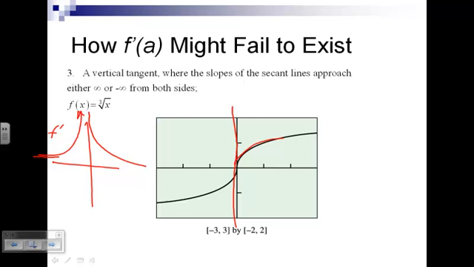Are we good? Danielle? So on the f(x) graph, both sides of the function are approaching infinity or negative infinity. The slopes here are positive and getting bigger and bigger, because the slopes are steeper and steeper as they're approaching 0. As they're approaching 0, the slopes are getting bigger and bigger. They're approaching infinity. Right. Okay.